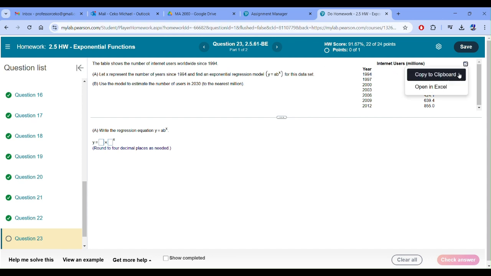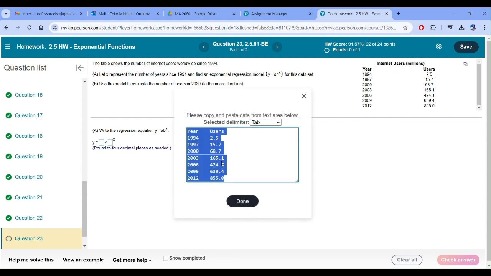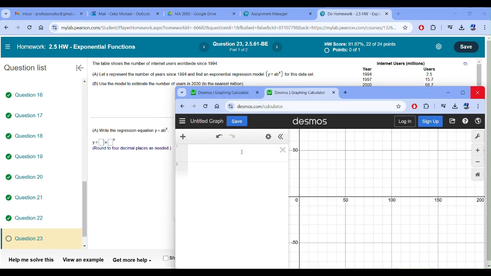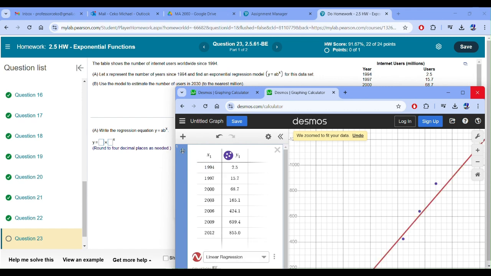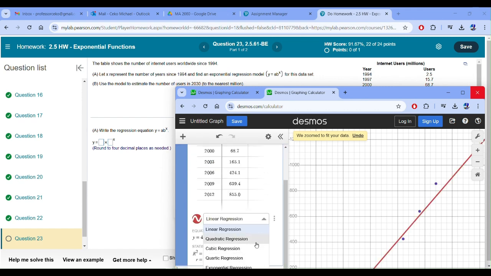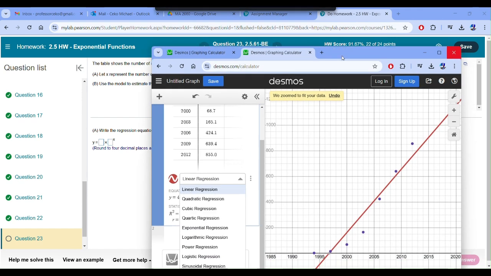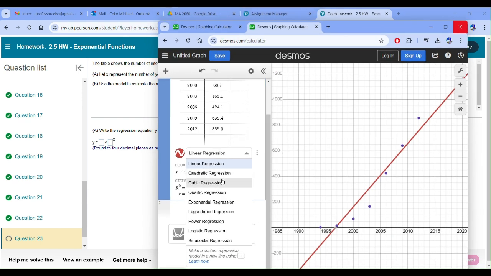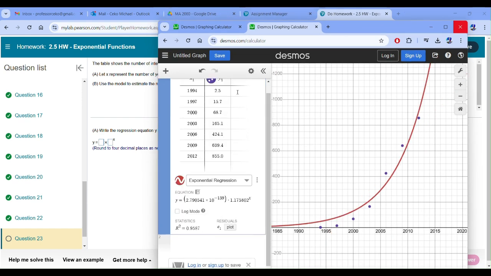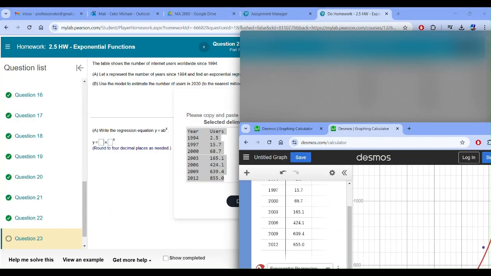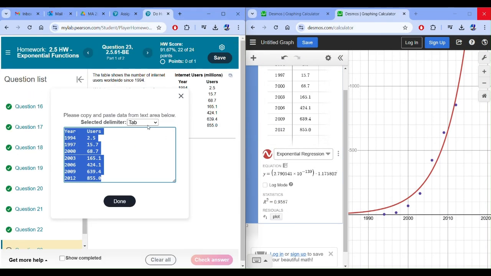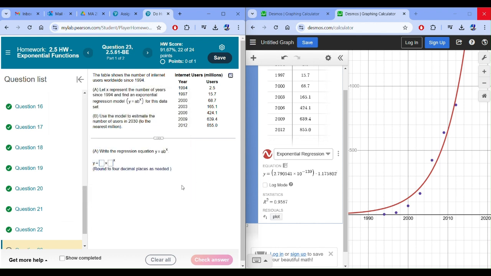Okay, so let's copy to clipboard, and let's open this up in Desmos, and I'm just going to delete that. Please paste nicely. Boom. What is this? This is going to be an exponential regression. Now I can bring this up here. It looks like an exponential regression, right? There's my equation. Let's put this over there. Let's bring that over there. I can close this. So what is my equation?